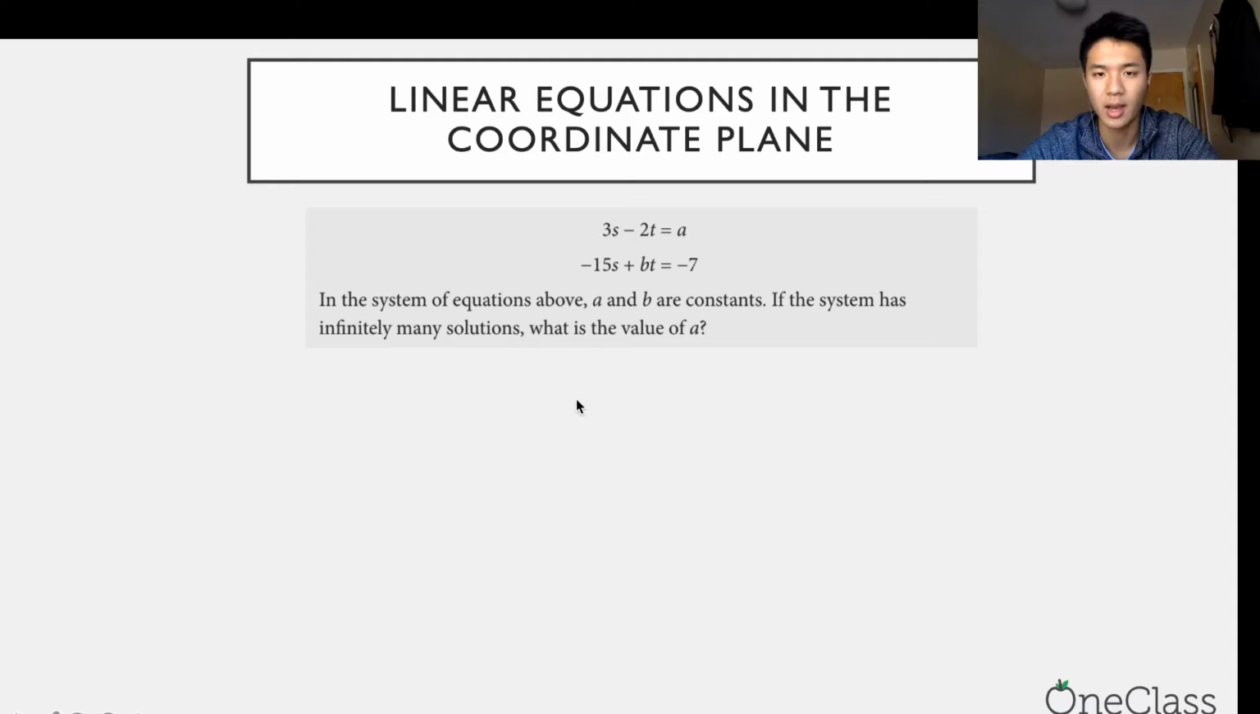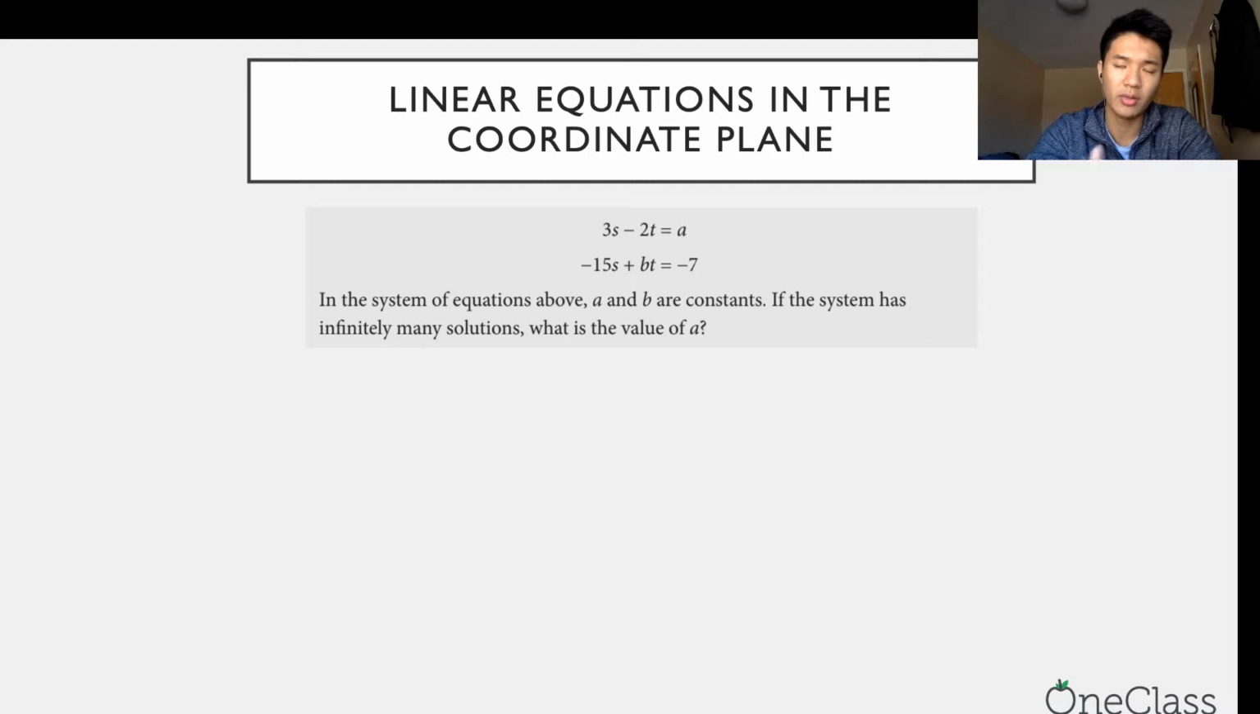And so let's take a look at this question here. It says, in the system of equations above, a and b are constants. If this system has infinitely many solutions, what is the value of a? So our system says 3s minus 2t equals a, and negative 15s plus bt equals -7.